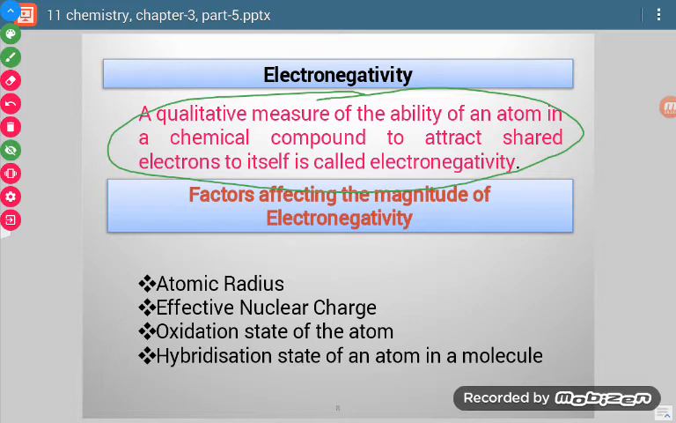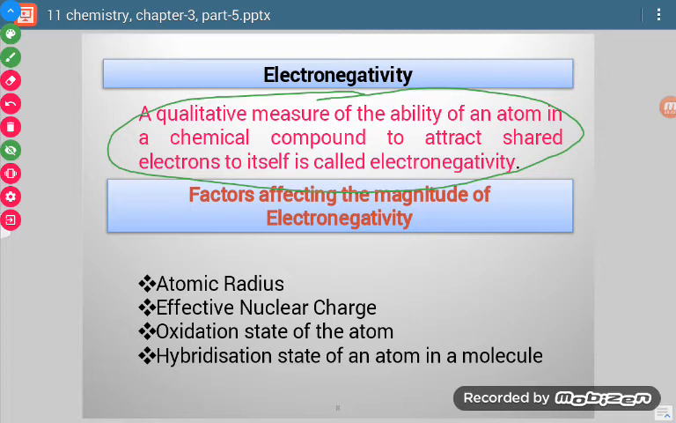Okay, so here in which way it is defined? Here it is said a qualitative measure of the ability of an atom in a chemical compound to attract shared electrons to itself is called electronegativity. So what is electronegativity? It is the force with which, or it is the ability of an atom to attract the shared pair of electrons towards itself.